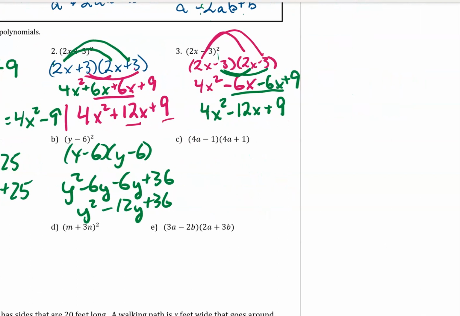On letter D, I have 16a squared plus 4a minus 4a minus 1. Those two terms cancel each other out, so I have 16a squared minus 1.